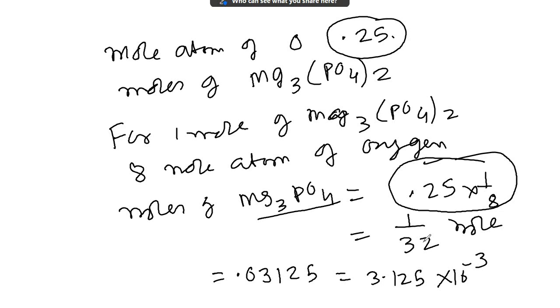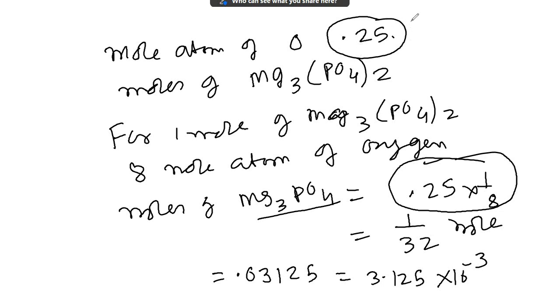Now next sum. In the next sum it is given: what volume of hydrogen at STP will be obtained when boron trichloride was reduced? 21.6 gram of boron trichloride was reduced to boron.